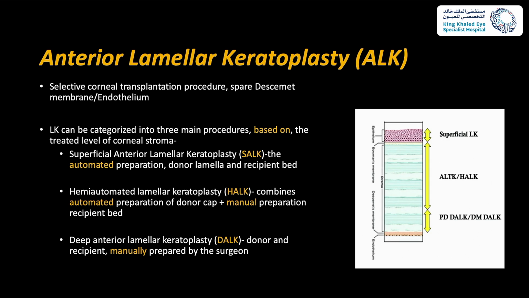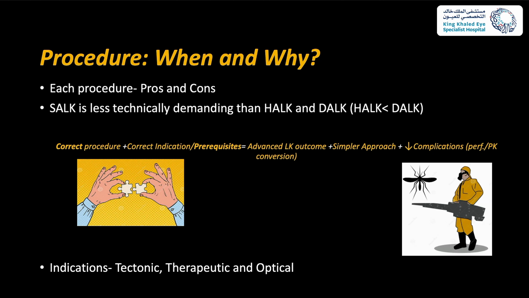SALK basically refers to the automated preparation of the donor as well as the recipient, while HALK, as the name implies, refers to automated preparation of the donor, with manual preparation of the recipient bed, and DALK refers to the manual preparation of the donor and the recipient bed. So when and why should we use each procedure? Each procedure has its own pros and cons.